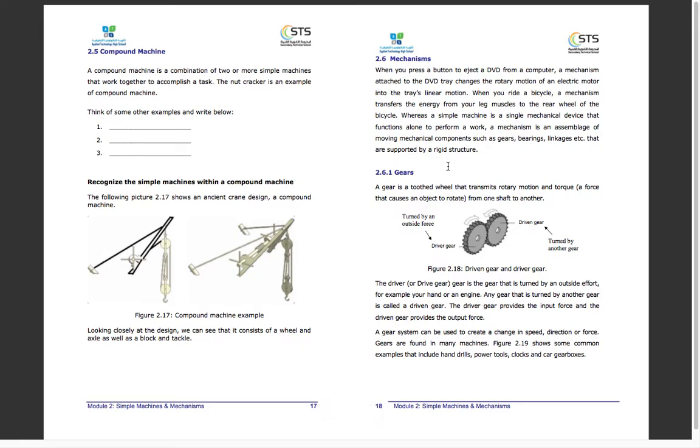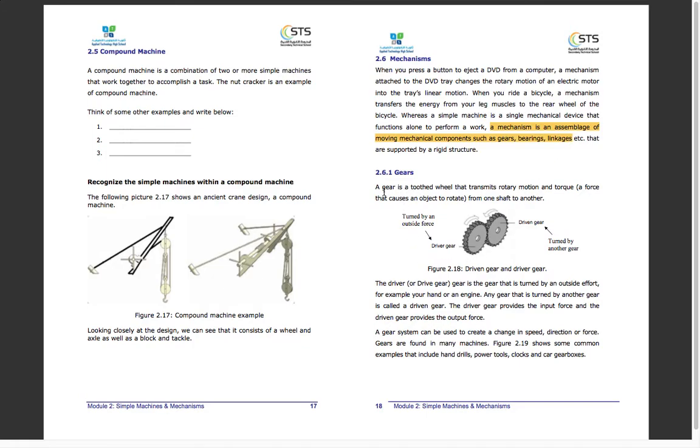Then we come to mechanisms. What is a mechanism? A mechanism transfers the energy from one thing to another. So it's an assembly of moving components. Please remember this. A mechanism is an assembly of moving mechanical components like gears, bearings, linkages, etc.